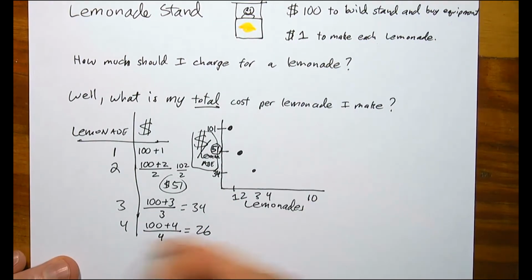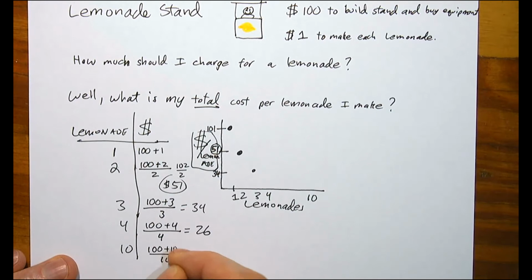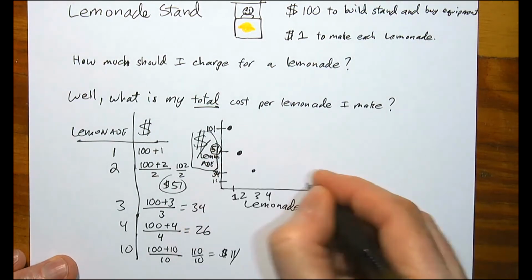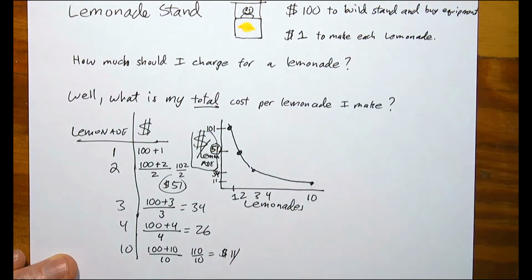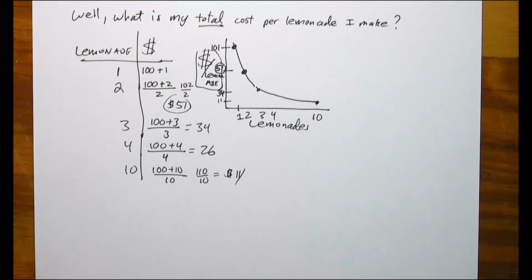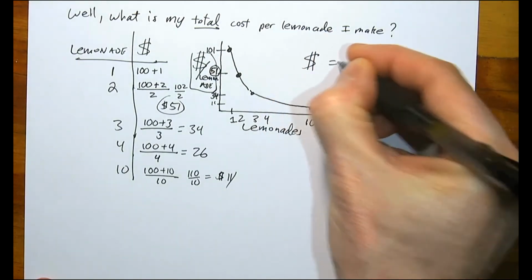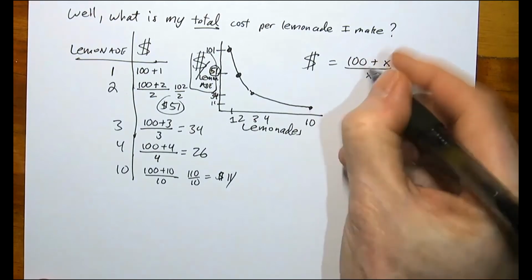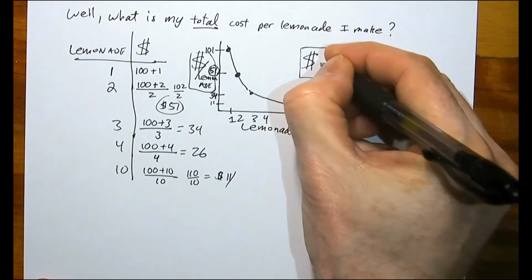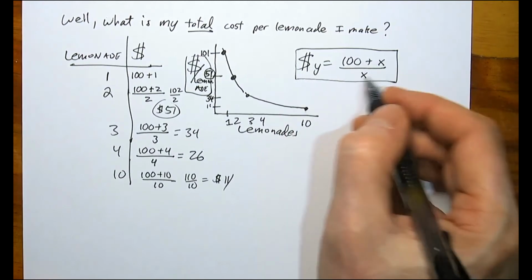Let's jump out to 10. If I made 10 lemonades, I spend 100 plus $10 divided by 10, which is 110 over 10. Now the price is only $11 per lemonade, which is down here. Look what's happening to the graph. It's getting lower and lower, isn't it? Will it ever get to 0? Can my price ever be $0 per lemonade? I think I got the rule. You take $100, you count up the amount of lemonades, and you divide by how many lemonades. This is my rule, and this is the why, isn't it? So this is my rule.